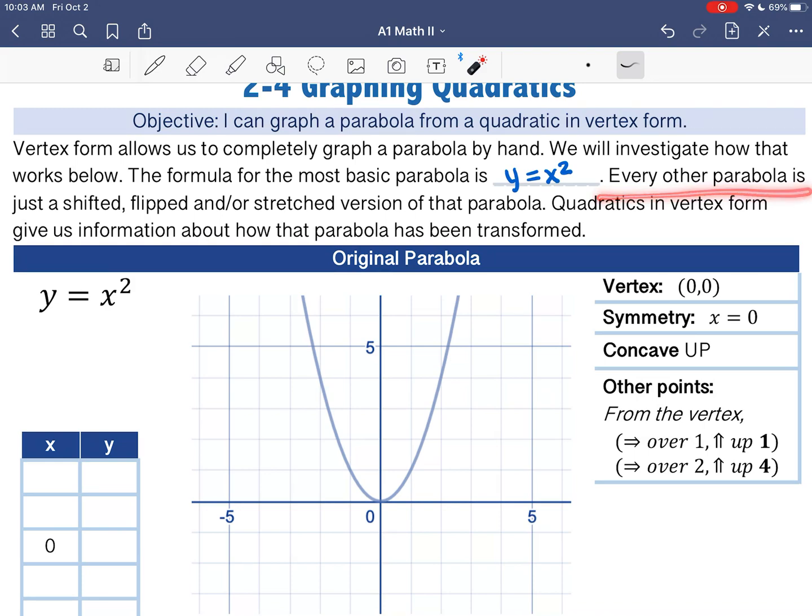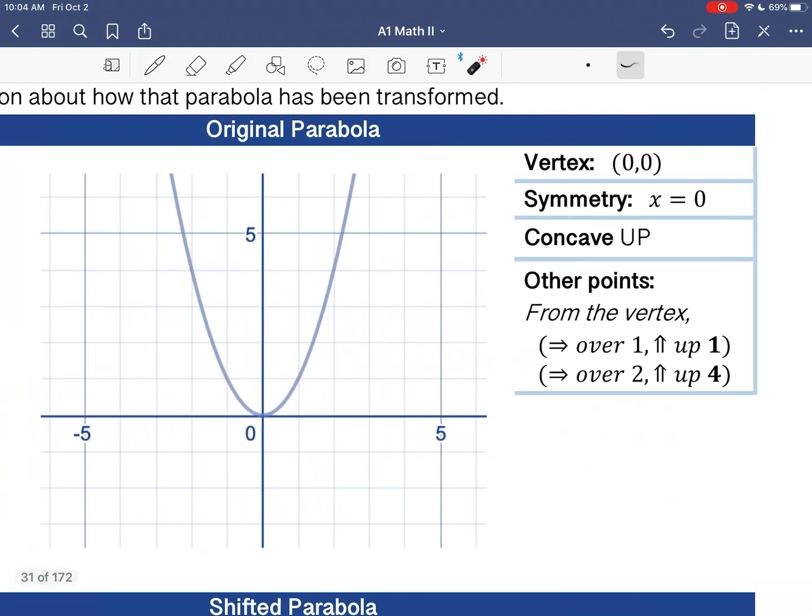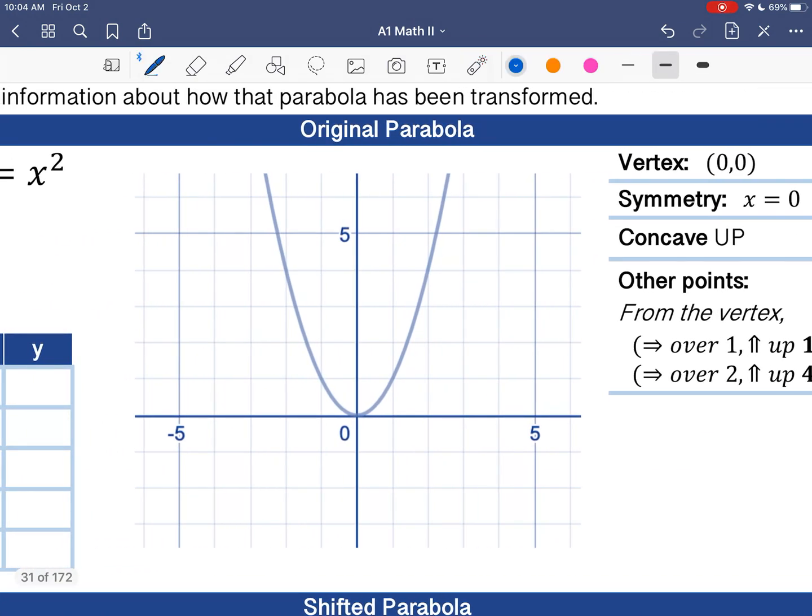So every other parabola, like it says here, is just a shifted, flipped, stretched version of that parabola. We're going to work with quadratics in vertex form because those are the easiest to graph from. So I won't ask you to be graphing different forms of quadratics, just vertex form, because it gives us the vertex and it's super useful. Every parabola is just a shifted, stretched, flipped version of this parabola. So we're going to really understand this one well.